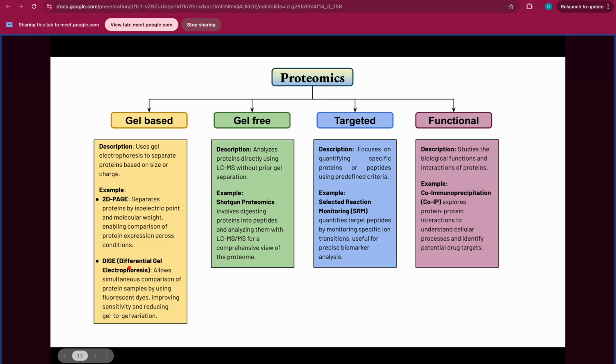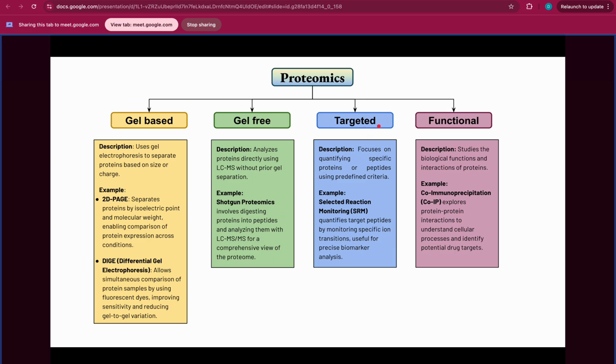And we'll go through them in the later slides in detail, so don't worry. Then comes gel free methods, in which we do not have to separate the proteins on the gel. We directly cleave them and go for the liquid chromatography and mass spectrometry without their separation on the gel. So we do not have to go through the limitation of gel based separation. An example of gel free method is shotgun proteomics, which directly digests the proteins using some peptidases or enzymes.